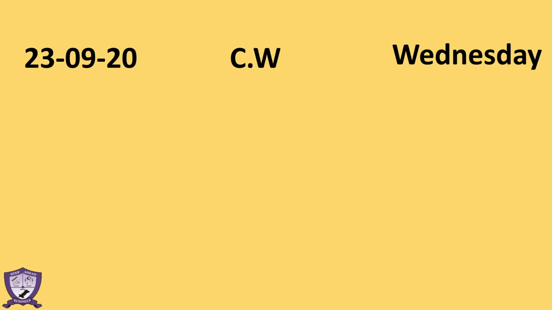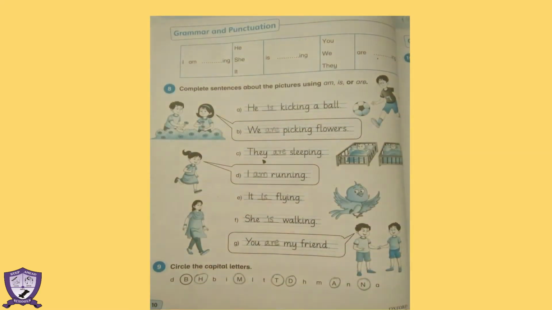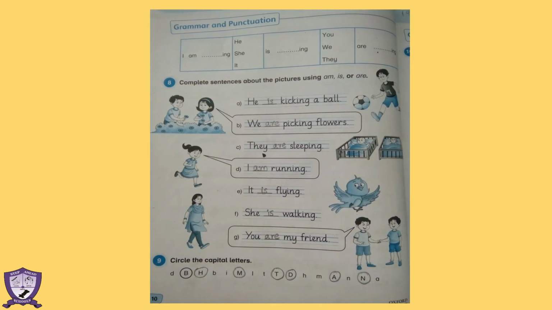Write today's date: 23/09/20, classwork and the day. The date should be written at the left side. Classwork should be written in the middle and the day should be written on the right side on top of the page, page number 10. Let's start.